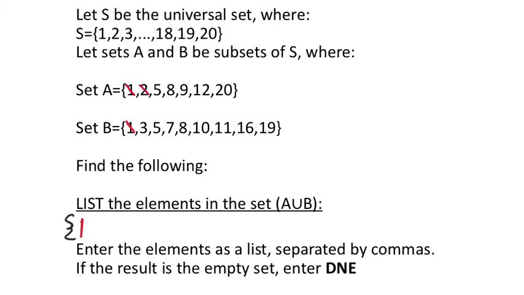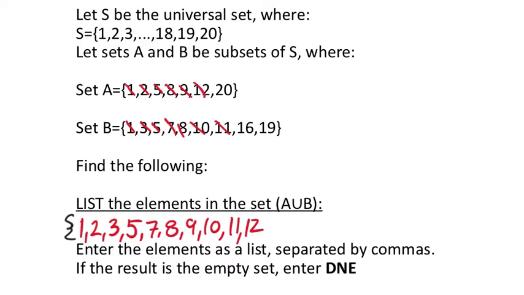Then I see I got a 2, and I am doing these in order. I believe the assignment wants these in order, but I forget. I see a 3. Again, I see a set of 5s, but I'm only going to put it once. I don't see a 6, but I see a 7 there from set B. Then we got 8s and a 9. And then a 10 in set B, 11 in set B, a 12 in set A, and then a 16 in set B, then a 19 in set B, and then finally I see a 20 in set A.